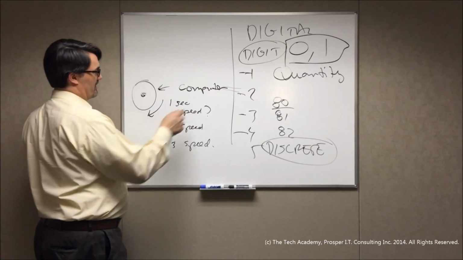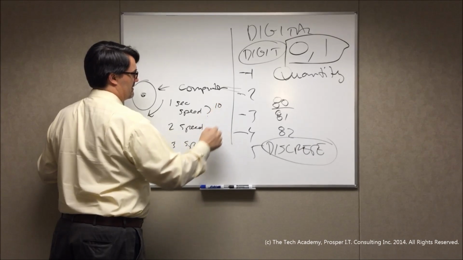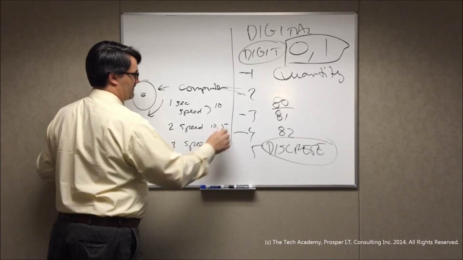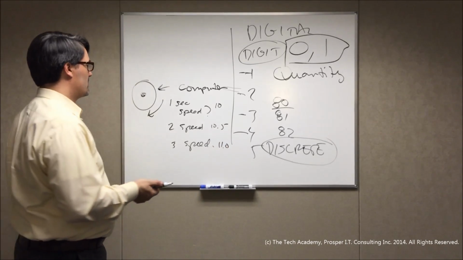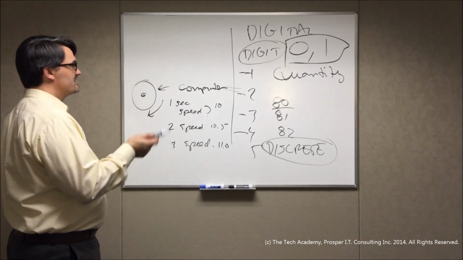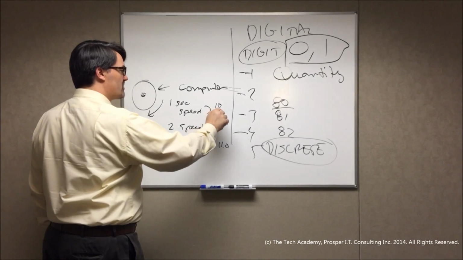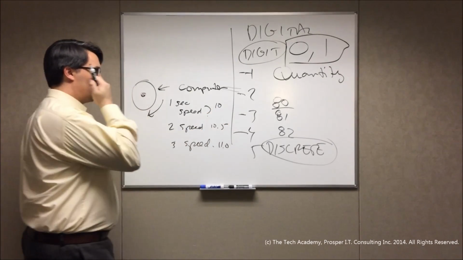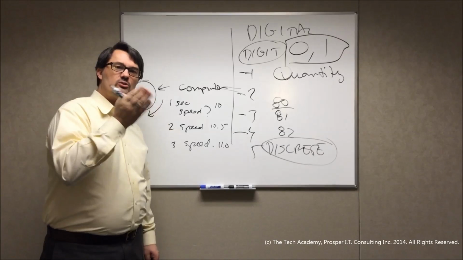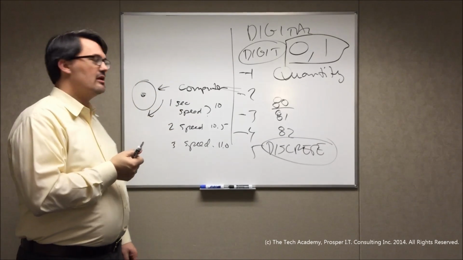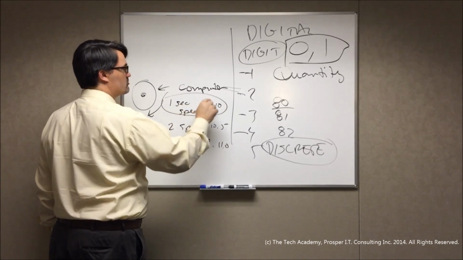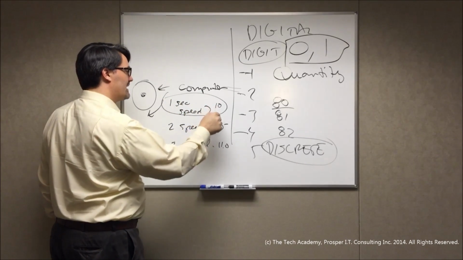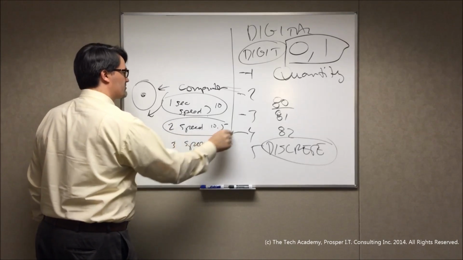And it may very well be that the speed here is 10. The speed here is 10.5. The speed here is 11 miles per hour. The computer didn't observe the transition through time from 10 to 10.5. That happened when it wasn't looking at the wheel. So the computer can only get this one discrete value. It doesn't know anything about what's in between it and the next discrete value.